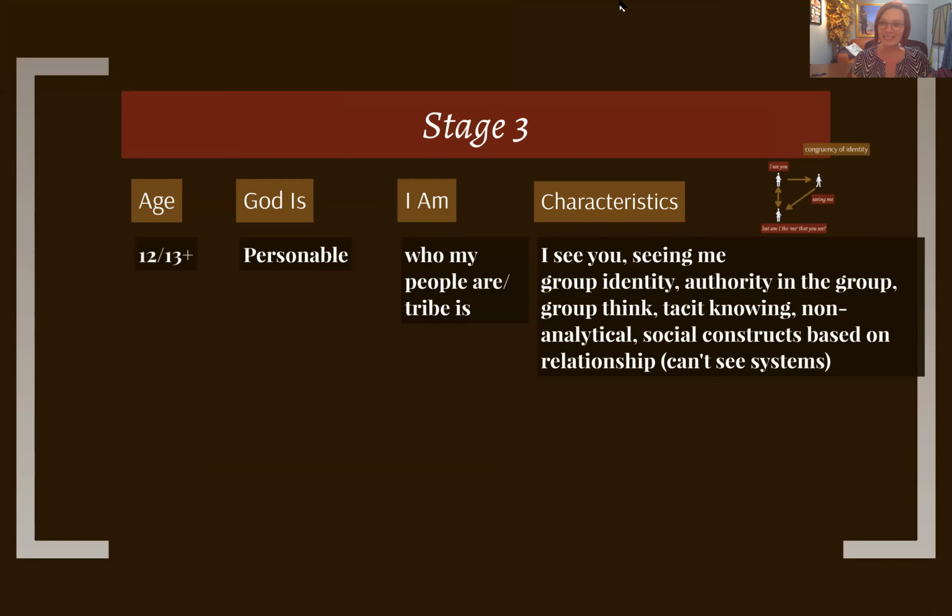Again, their identity is part of the group. It's a group identity. And that means that the authority of their identity is actually in the group. I am who my people are. And so you have a groupthink here. The group makes the decisions. The group holds the identity. The group is the definer and the narrator of who the people are.